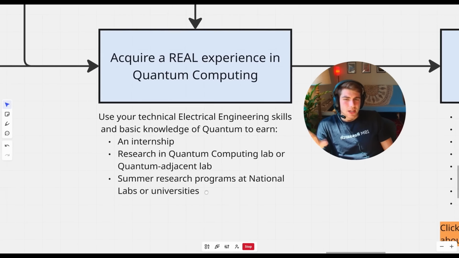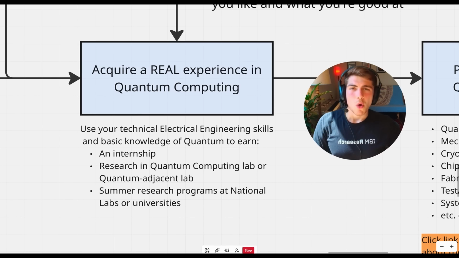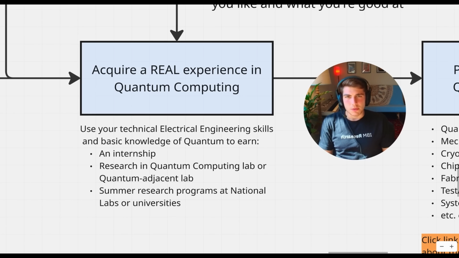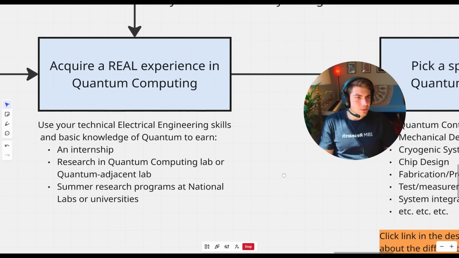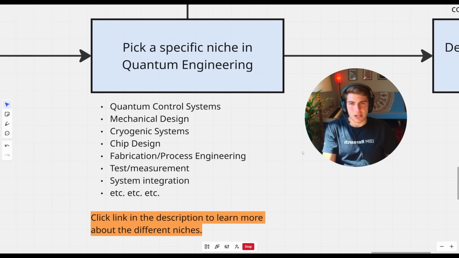Okay, so let me actually go back. This is what's going to get you the job. This is also going to enlighten you to what you like to do in quantum computing. I know it's going to be really hard to get this first experience, but this first experience will allow you to get another experience. So after you've gotten this first experience, whether it's an internship, research, or something at a national lab or summer research, you want to pick a specific niche in quantum computing and quantum engineering.